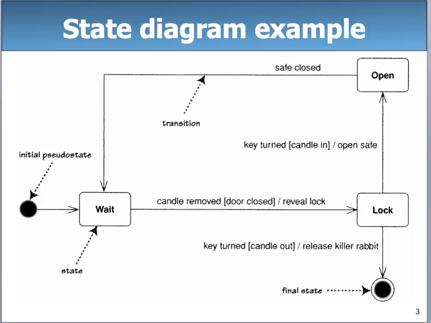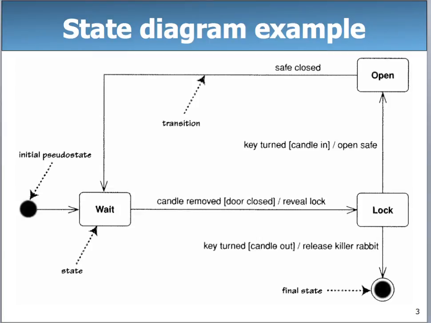Here's a very simple example of a state diagram. Let's think of this one as for like a safe, like you would keep your valuables in or whatever. And this one has kind of a weird algorithm, but the idea here is that I start out in a wait state, so that initial state, that one on the far left, is where I'm starting, and the final state, which looks kind of like a bullseye, is where I'm ending. In other words, as far as the system's concerned, it's over.